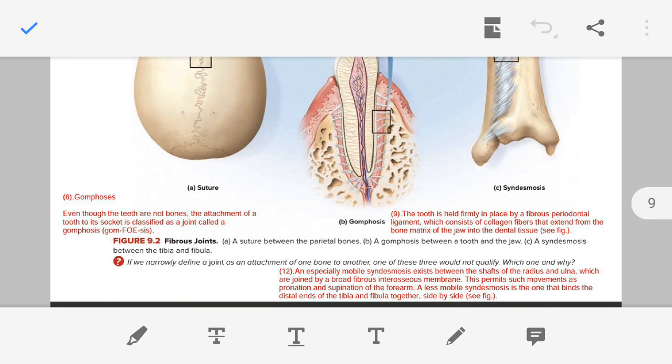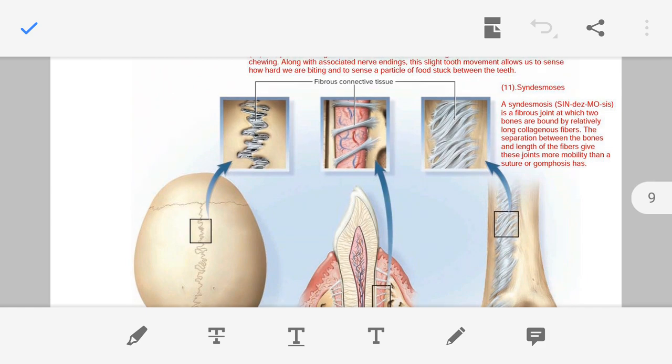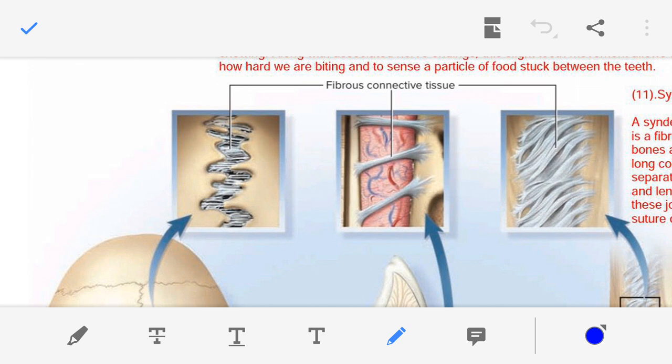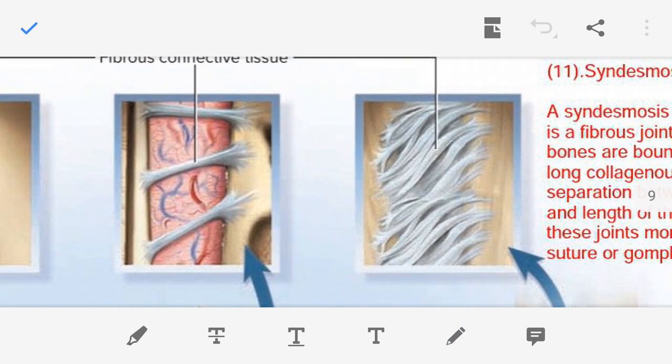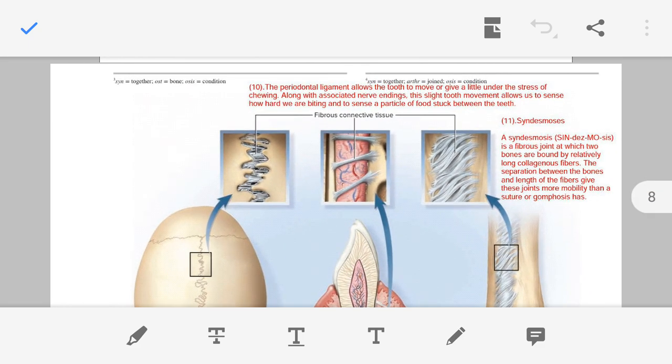Now in this figure I am showing you the sutures. This is the suture. Between the suture, collagen fibers are shown. This is the periodontal ligament, fibrous connective tissue. Fibrous connective tissue is a tissue in which collagen fibers are there. And this is the interosseous membrane between the radius and ulna and the tibia and fibula. Interosseous membrane.